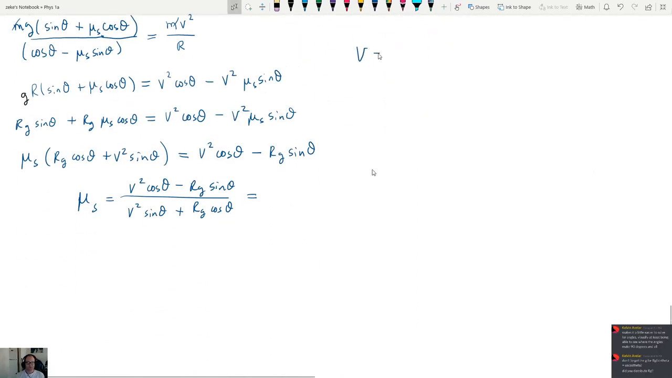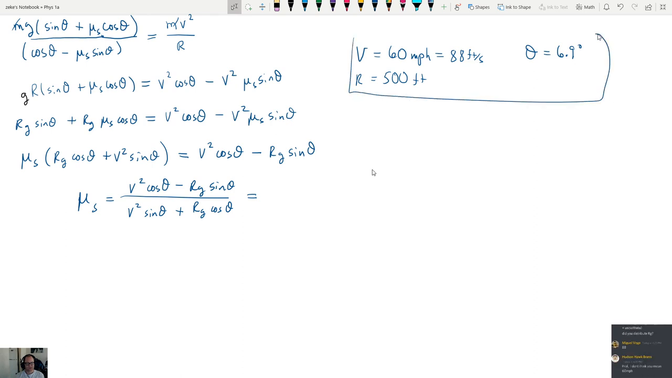So v was 60 miles per hour. We figured out that 30 miles an hour was 44 feet per second. So what's 60 miles an hour going to be? Yep, 88. So this is 88 feet per second. R was 500, and then the angle was 6.9 degrees. So basically taking all of that data right there.